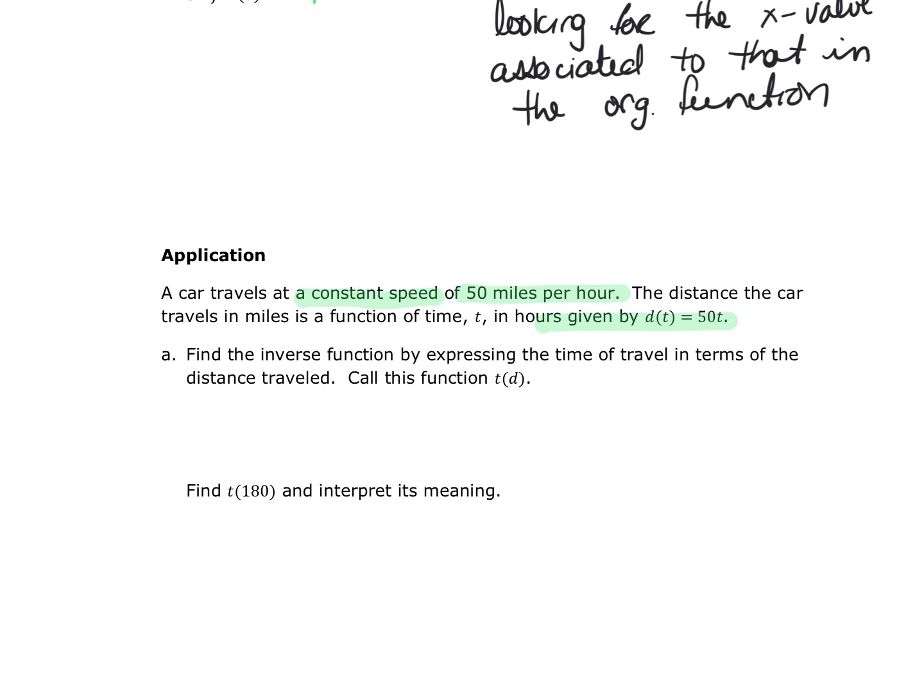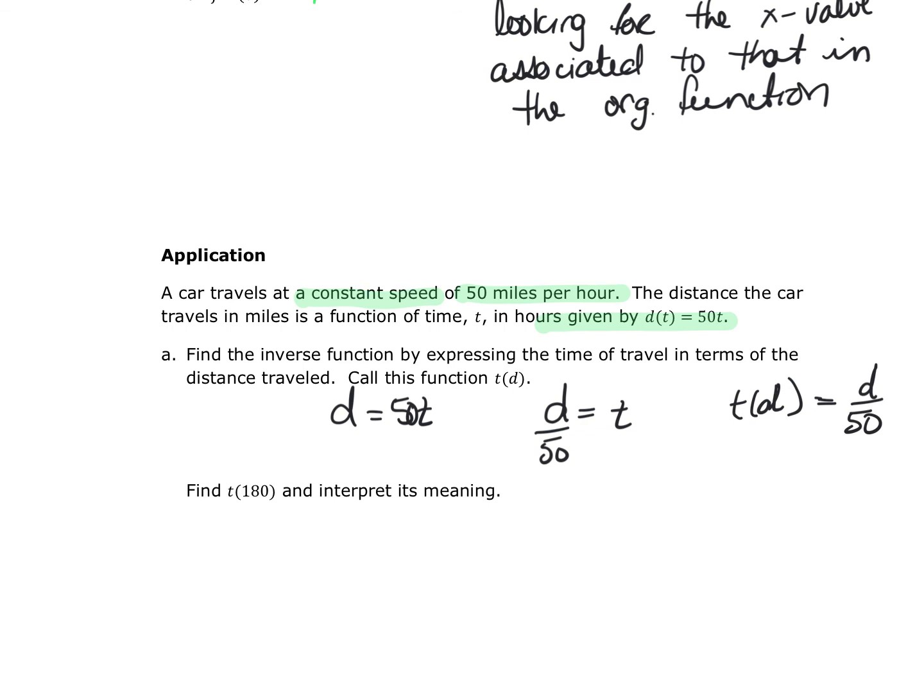So they give us this function. They say the d of t, the distance traveled, is equal to 50 times t. Find the inverse function by expressing the time traveled in terms of the distance traveled. Then we're going to call this t of d. So d is equal to 50t. I'm going to divide both sides by 50, and so I've got d divided by 50 is equal to t. So my inverse function, t of d, because that's what they wanted me to write this as, is going to be d divided by 50.